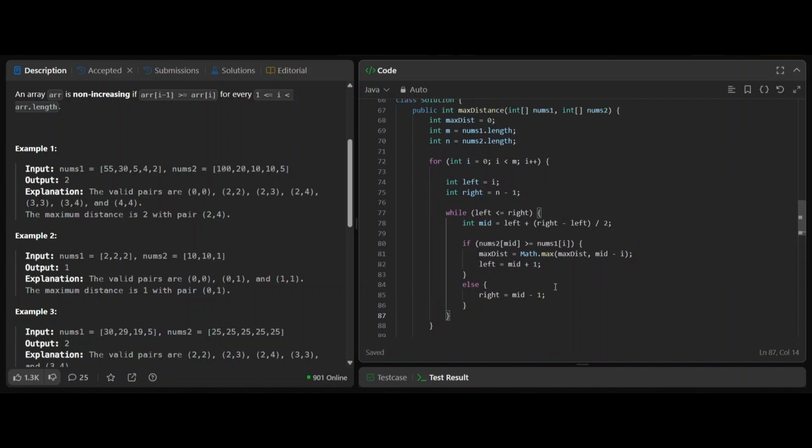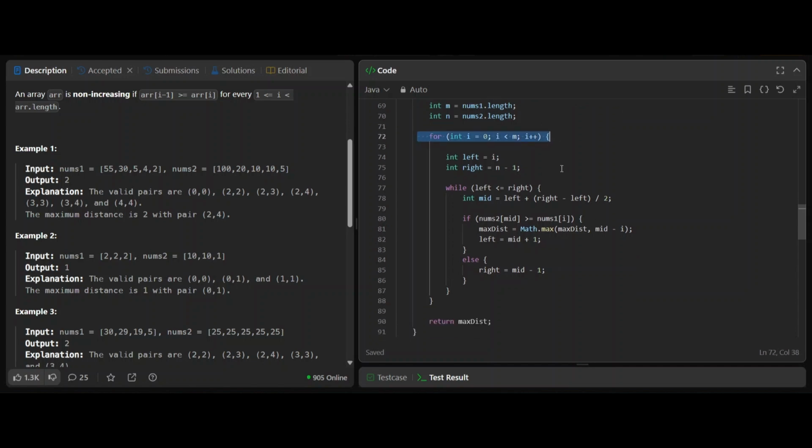What will be the time complexity in the worst case? This is m, meaning nums1 length, and this is nums2 binary search. Okay, this is m into log n, m into log n. This is it, I think.